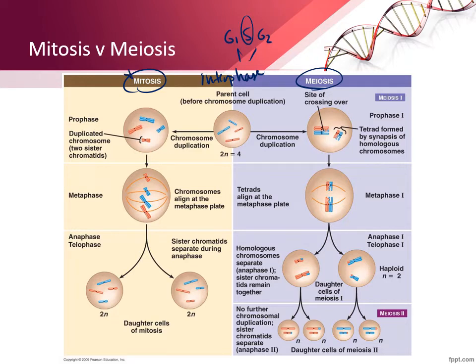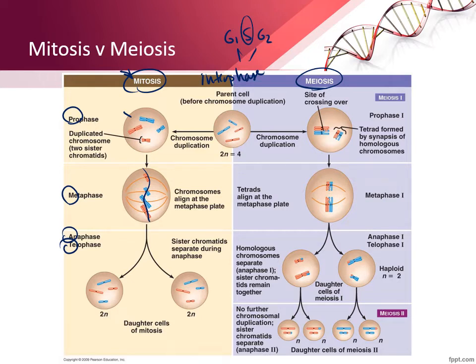In mitosis, we're going to have PMAT just one time. So prophase, metaphase, anaphase, telophase, PMAT. We're just going to have that one time. Remember that the nuclear membrane is going to break down. We're going to line up at the equatorial plate or the center of the cell.